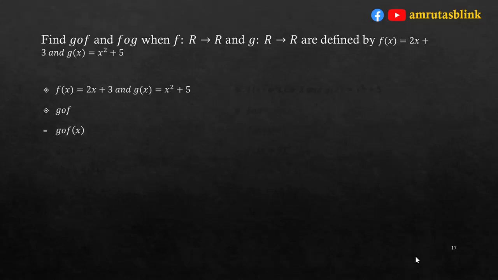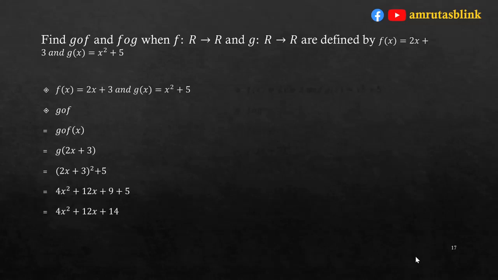So, g of f of x is equal to g of 2x plus 3. Now, as we know that g of x is equal to x square plus 5, we will put 2x plus 3 in place of x in g of x. Hence g of 2x plus 3 is equal to (2x plus 3) whole square plus 5, that is 4x square plus 12x plus 9 plus 5, which is equal to 4x square plus 12x plus 14.